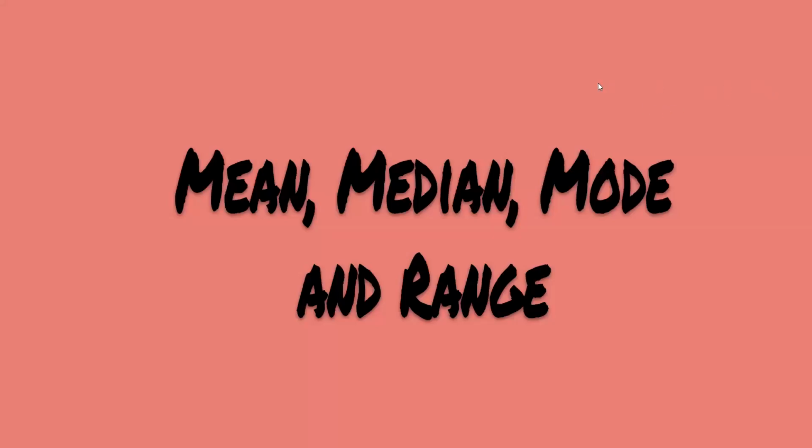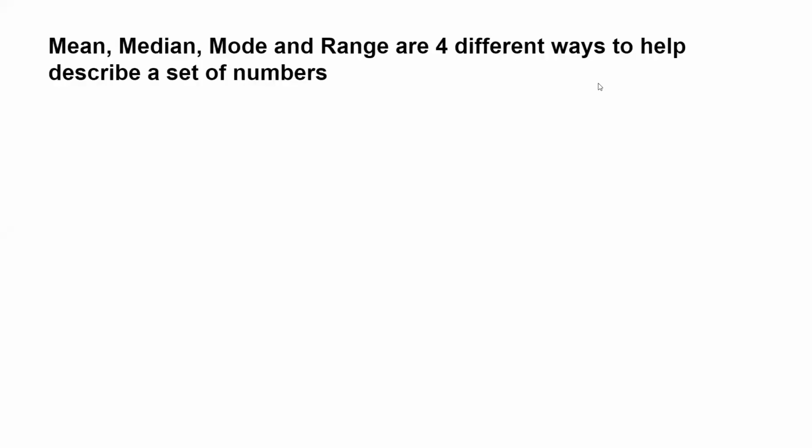Welcome to this video on mean, median, mode, and range. These statistics, mean, median, mode, and range, are 4 different ways to help us describe a set of numbers with a single number. We have this example of 7 numbers here that we're going to be working through these statistics on. We're looking for a single number that can describe various things about this set of numbers. And that's what those statistics are for.